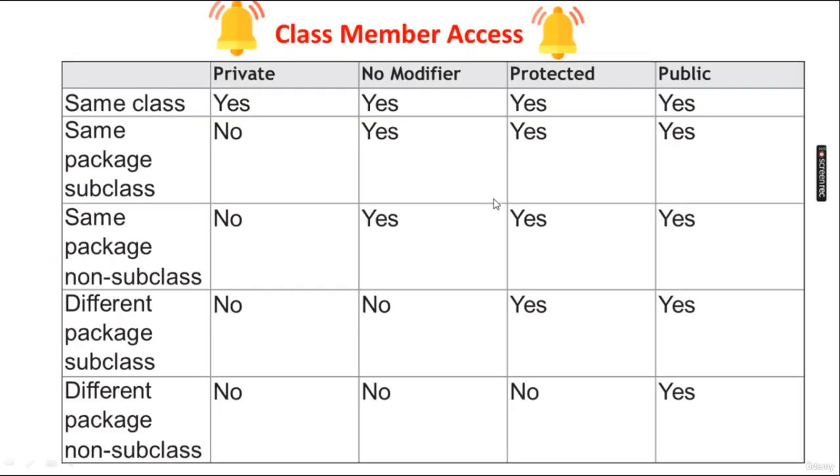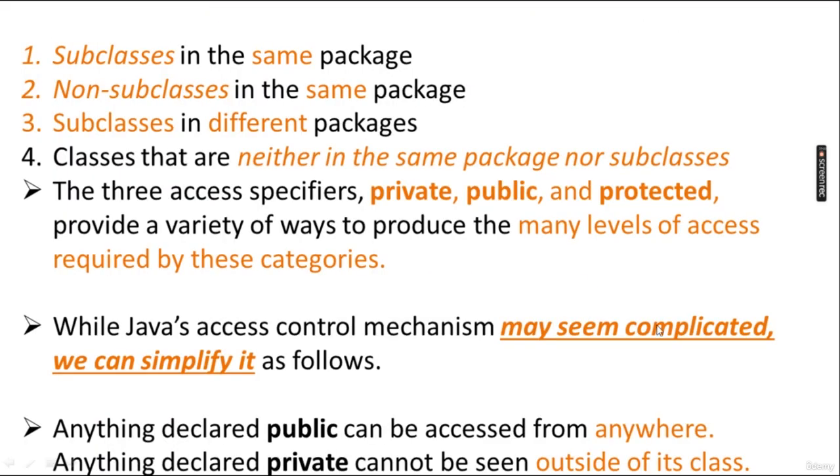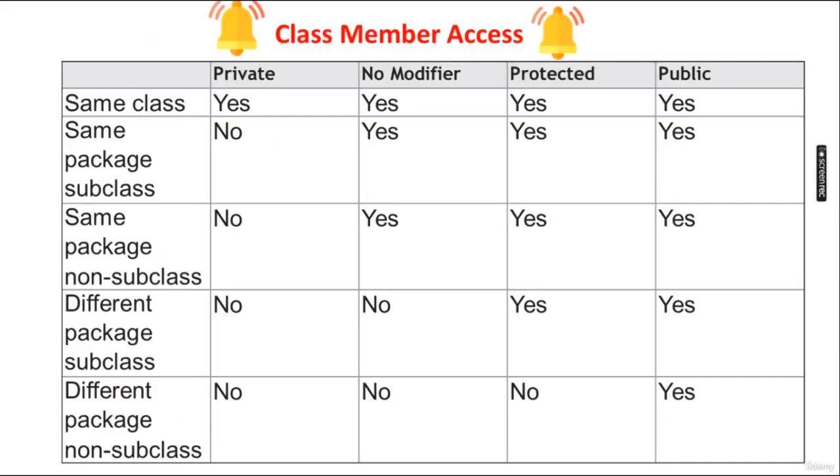Okay, so why am I telling you these things? Because this line that is written may seem complicated. It is not complicated. Anything that you are learning may be complicated till you are practicing it. Once you practice it, you become a master in that. Okay. Anything declared public can be accessed from anywhere. You have to learn, understand, and note down these things. Anything declared public, write down, public can be accessed from anywhere. Anything declared private cannot be seen outside of this class.